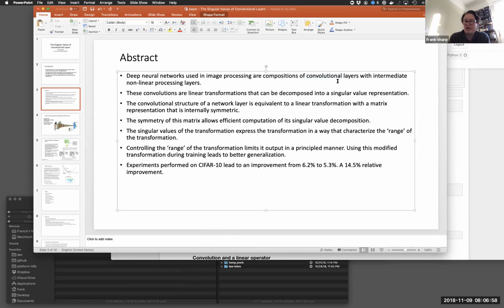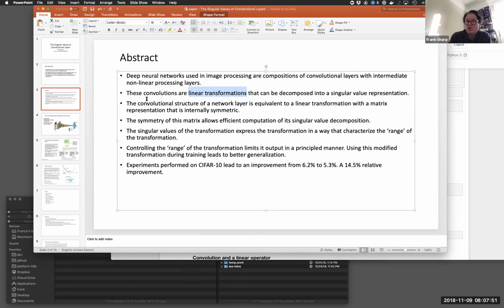So this paper is really concerned with convolutional deep neural networks. Fully connected networks are not so much the focus. And it's the convolutions within the network that allow us to control these transformations. So these convolutions, which we'll talk about the details of what it means to convolve, are really just linear transformations. And as such, they can be represented by a matrix and can be decomposed by this technique called singular value decomposition.